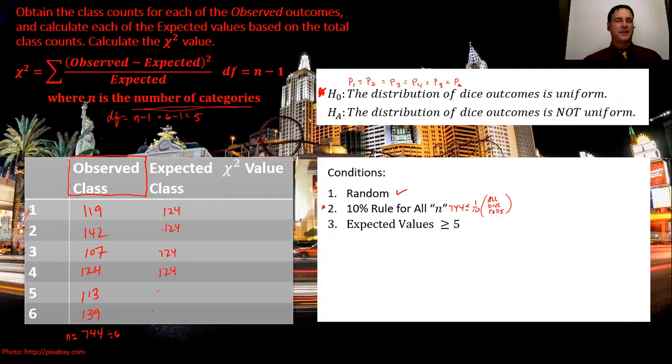I'm filling those in under the expected count. I definitely want to have that written there. And in the end, I'm going to look at these and make sure they're all at least 5, which they are. I'll put my check mark there, and all our conditions are satisfied.